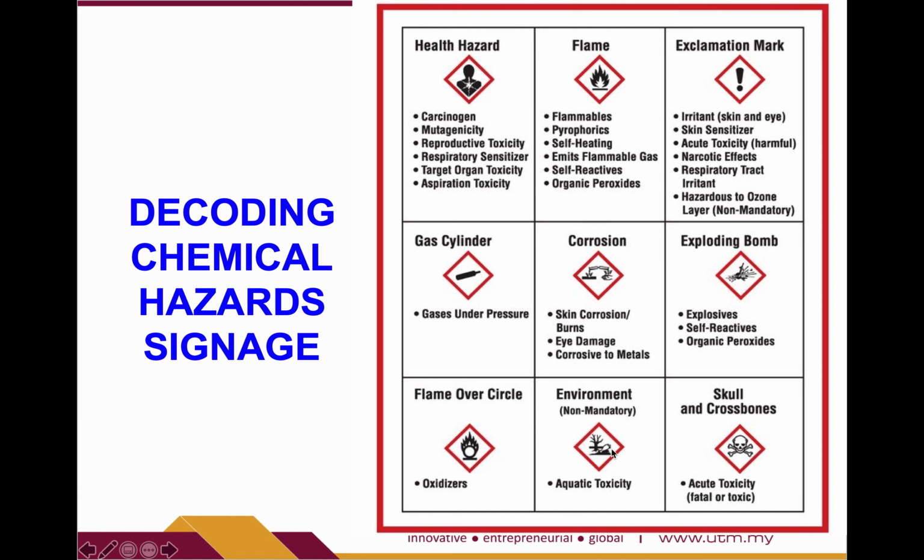You could see some fish over here, probably in a river, and also some trees. So it means that it could cause damage to the aquatic system, and of course sometimes cause toxicity to aquatic life. And the last one, by the skull and crossbones itself, we will know that it is actually not a good sign. So it means that it could cause certain acute toxicity, could be poisonous, could be fatal, or toxic.